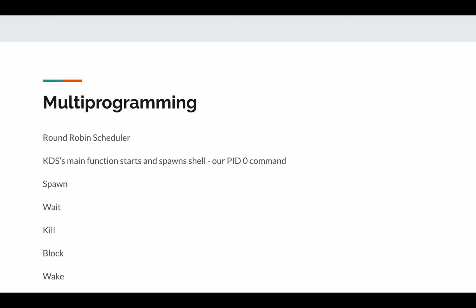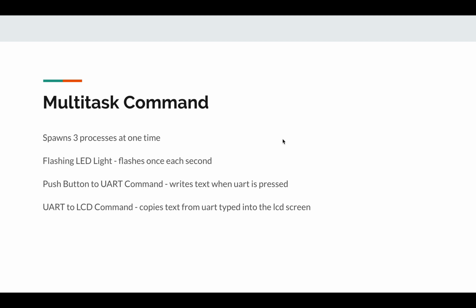And with our multi-programming, besides spawn, which I mentioned earlier, we also use wait, kill, and block at different times. Now I'm going to demo the multitask command. Multitask is a good showing of our multi-programming capabilities. This command spawns 3 processes at one time.